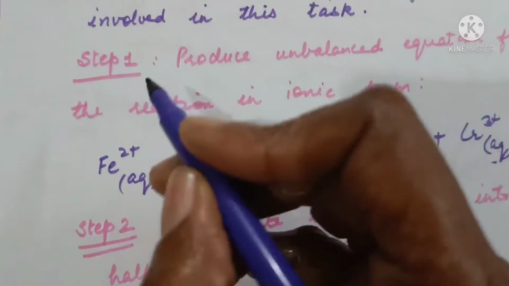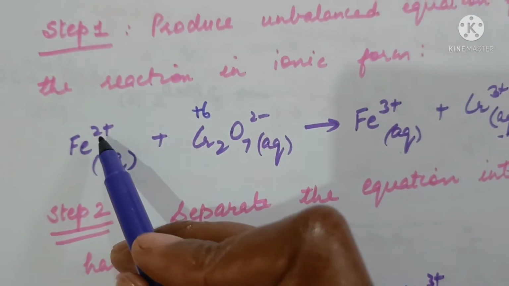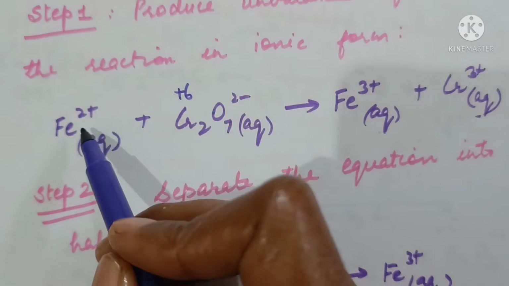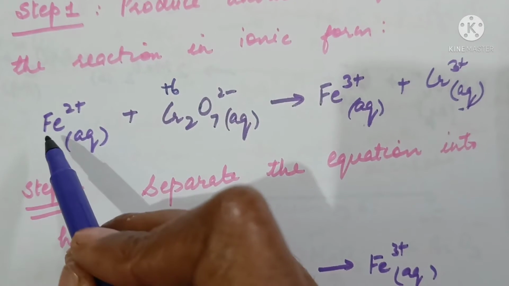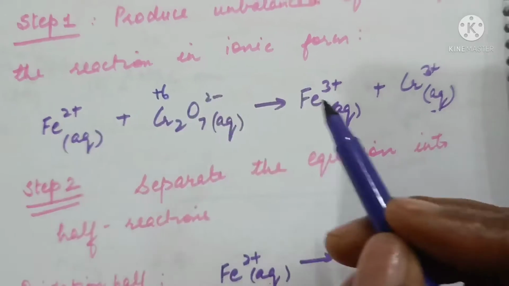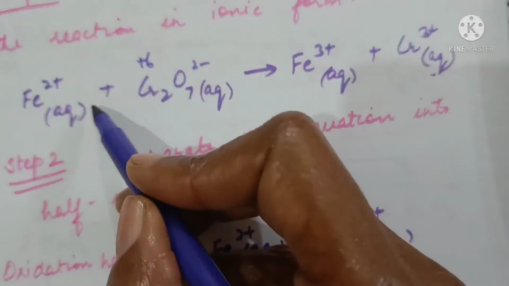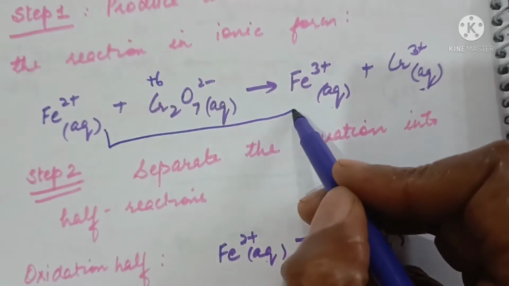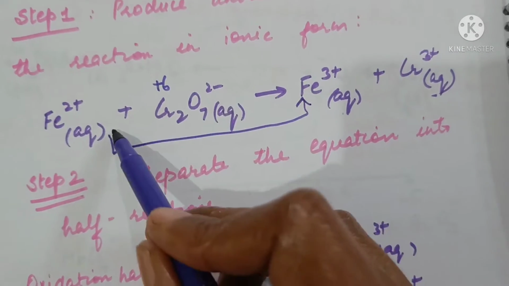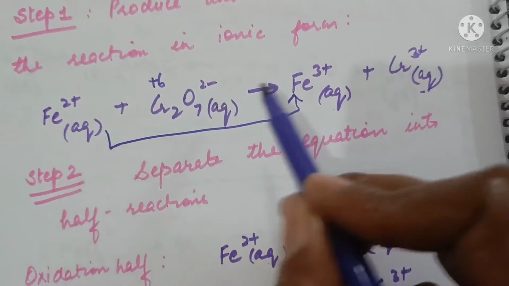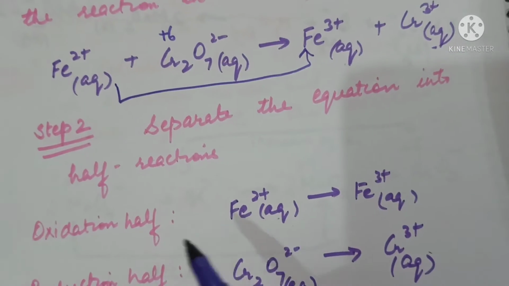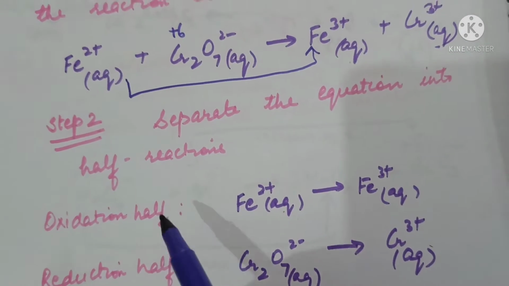Now in this reaction, there is an increase in oxidation number of ferrous from +2 to +3. Increase in oxidation number means it's undergoing oxidation. So we will write this half of the equation separately. This is the oxidation half reaction.